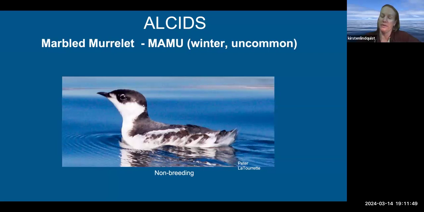And our marbled murrelet, which is an endangered species. They are year round. They're very uncommon. However, we've certainly found a handful of them over the years, dead ones on beaches. This is a non-breeding bird. A breeding bird looks more brown, kind of like bark, because they are nesting in the redwoods. So marbled murrelet, we'll talk a little bit more about them as being a species that we look closely for in times when we are doing specimen collections.